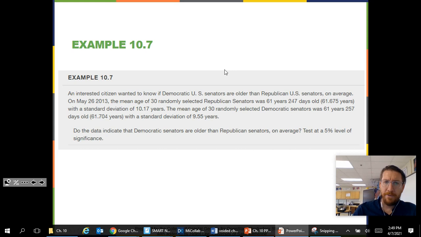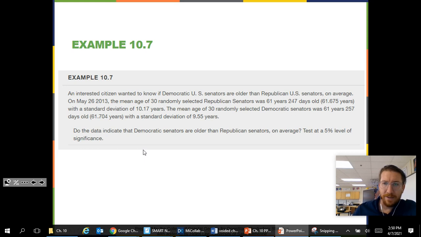All right. We're going to look at some U.S. senators, and they claim Democrat U.S. senators are older than Republican U.S. senators on average. So they're going to look at 30 randomly selected Republican senators, and they get an average age of 61.675 years, with a standard deviation pretty big, 10.17. Then the mean age of 30 randomly selected Democratic senators was 61.704 years, with a standard deviation of 9.55. And we want to answer the question, does the data indicate that Democratic senators are older than Republican senators on average? Test at the 5%.